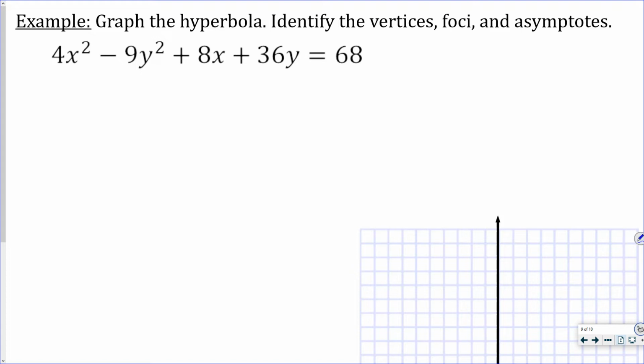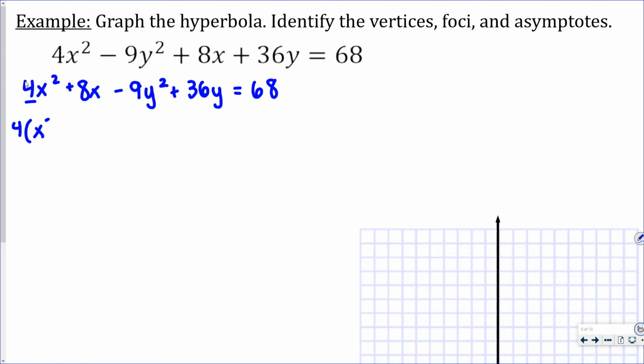Okay, you guys know the drill. Group the x's. Group the y's. All right, then with each set of variables, with the set of y's and the set of x's, you need to make sure there's a 1 in front of the variable that's being squared. So here I'm going to have to factor out the 4. Here I'm going to have to factor out a negative 9. I make that a minus 4y.